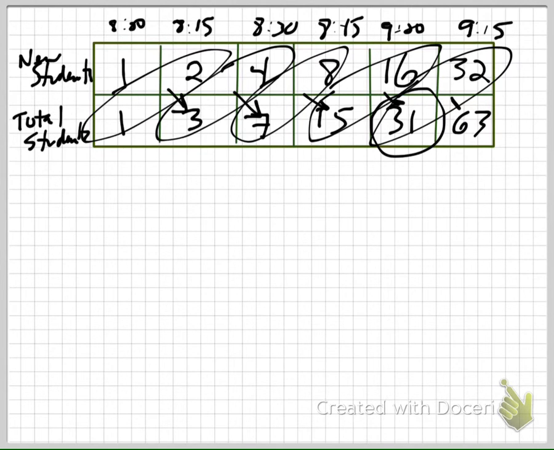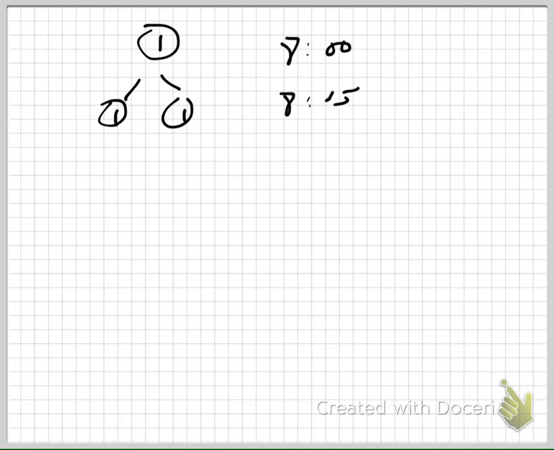Another way of doing this, you don't have to make a table. You could actually draw a tree diagram. You could say, okay, at 8 o'clock, how many students knew? 1. At 8:15, how many students know? At 8:15 total, how many students know?